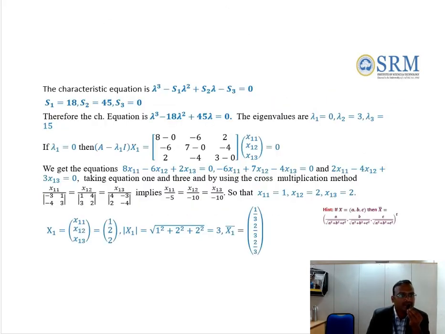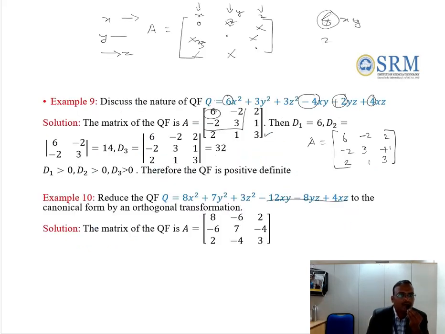Now, the characteristic equation of the above matrix. Let me define the matrix for this quadratic form. Look at this: the coefficient of x square is 8, therefore 8 here; the coefficient of y square is 7, therefore 7 here; the coefficient of z square is 3, therefore 3 here; and the coefficient of xy is -12, therefore divided by 2, -6. The coefficient of xz is 4, therefore this is 2, then 2; the coefficient of yz is -8, therefore -4 here and -4 here. This is your matrix of the quadratic form.